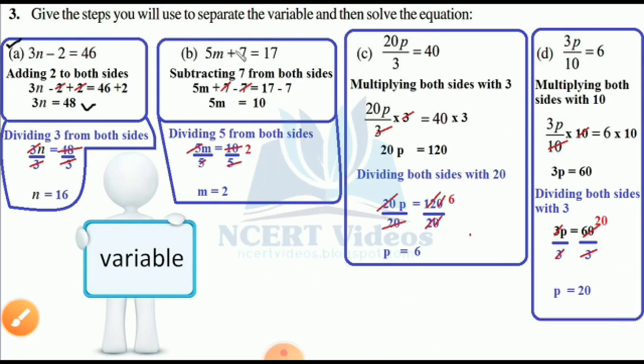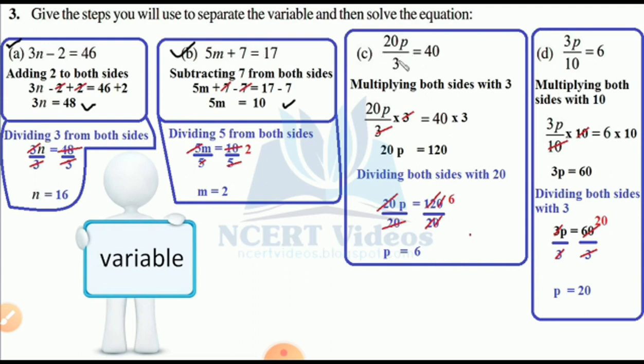Second one, B. Same way, plus 7 is there. So remove plus 7 first. Plus or minus remove first, then after that multiply or divide. Addition is there. We can subtract the same number on both sides. We will get a solution for that one. 5m is equal to 10 because 17 minus 7 is giving me 10. Okay, again I want to remove 5. We will get it here. M is equal to 2 is our solution.